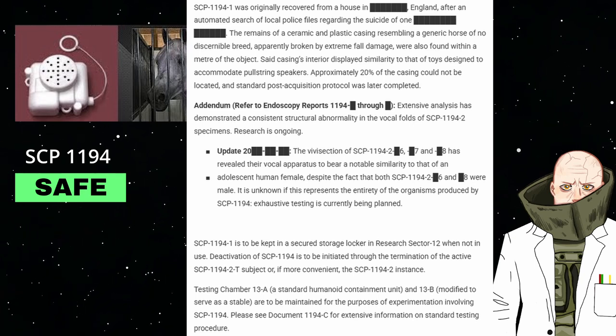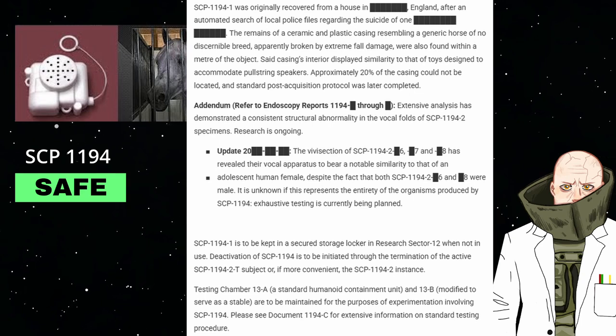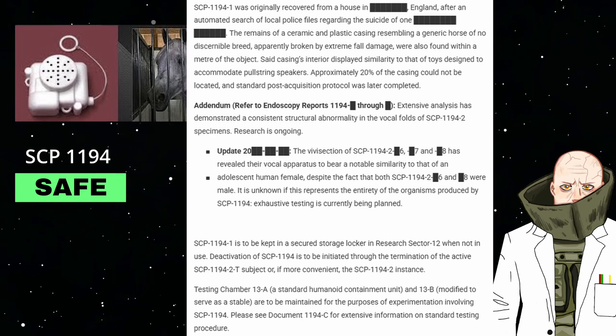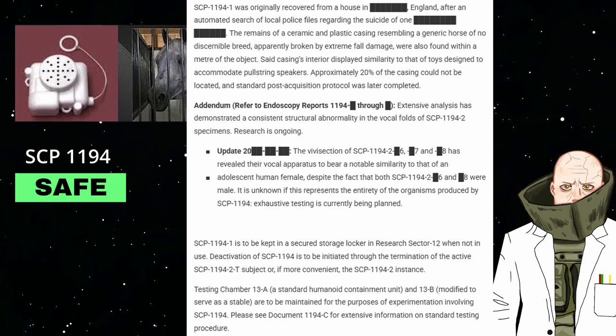Extensive analysis has demonstrated a consistent structural abnormality in the vocal folds of 1194-2 specimens. Research is ongoing.